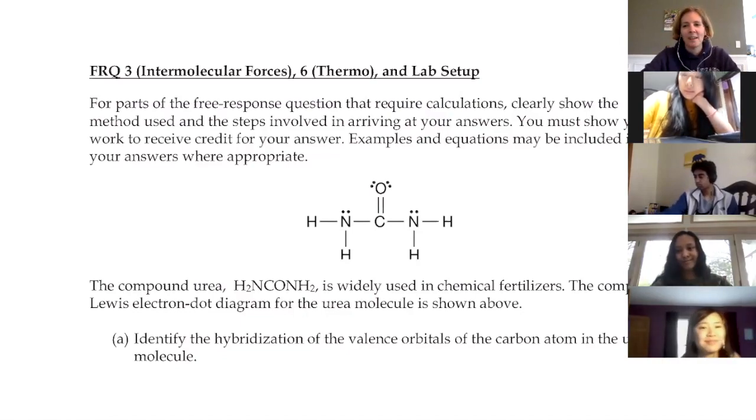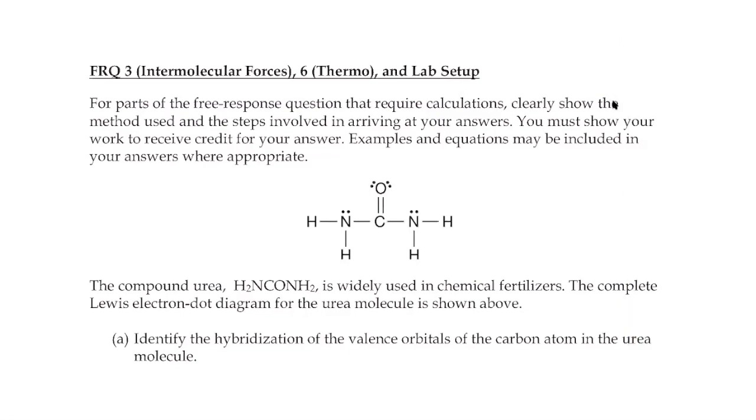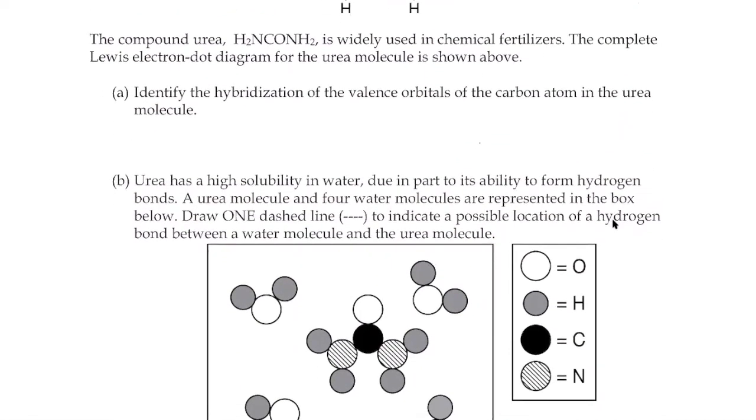So that being said, let's take a look at this question. Let's see what this guy's all about. Okay. So we have this compound urea. It gives us the Lewis dot structure. So like I said, they might provide you with Lewis dot structures and ask you to analyze them in some way. So it wants to know about some hybridization that's going to occur on that carbon atom.